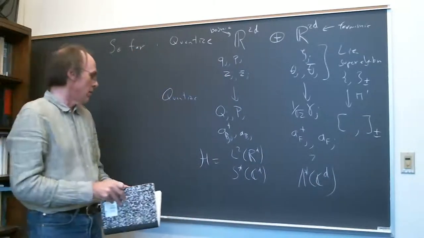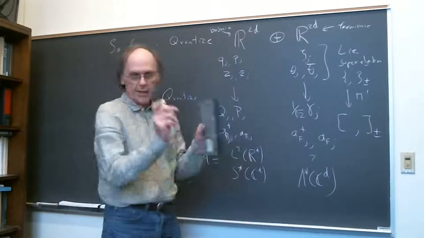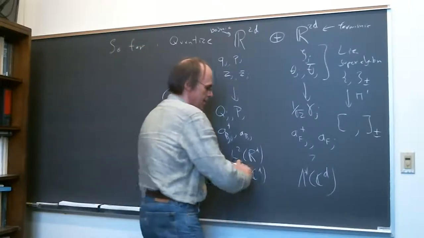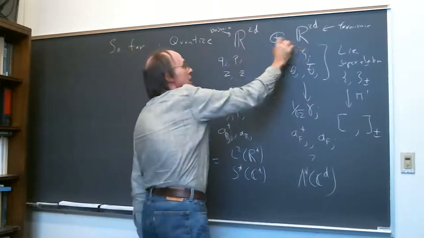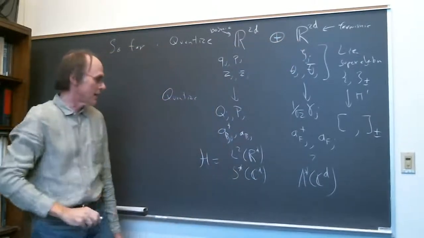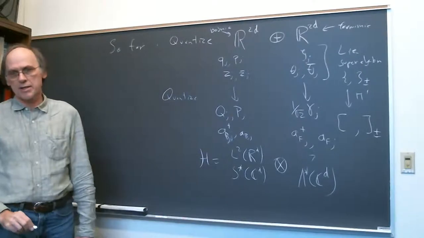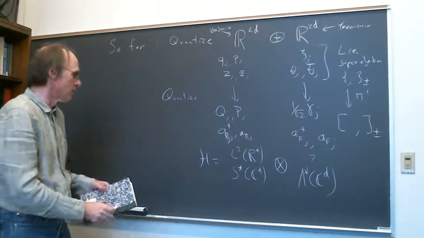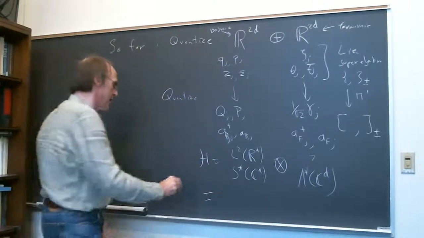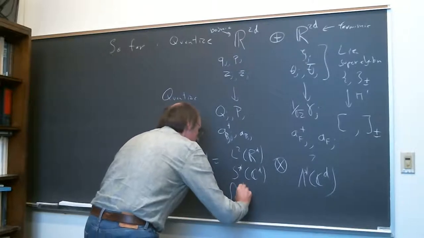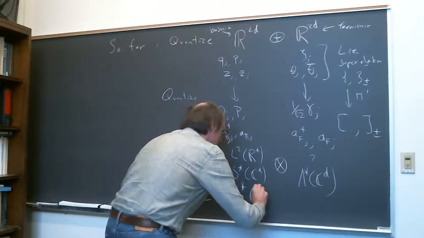Okay, and then what you can do is you can think of these two things separately, or you can take the tensor product of these. So if you quantize the sum of these, you're taking the tensor product of these guys. And I said a little bit last time that if you take this tensor product, you get something that mathematicians recognize as the differential forms on RD.